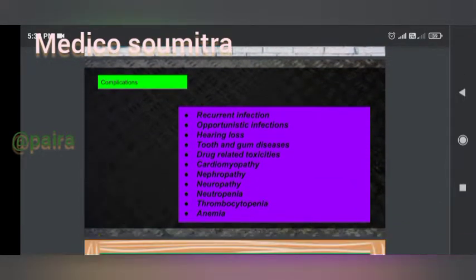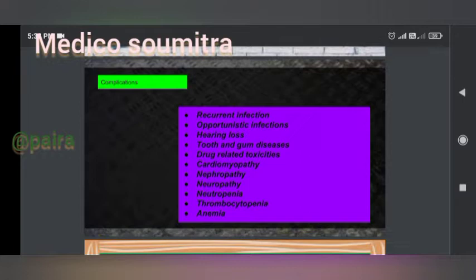Now we'll move on to the complications. What are the complications? Recurrent infection, so the child will be infected recurrently. Opportunistic infection: as the child is immunocompromised, it provides the opportunity to different pathogens, either bacteria or virus, so the child will be easily infected with any kind of pathogen.